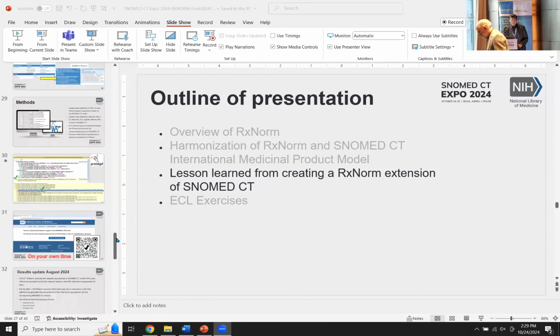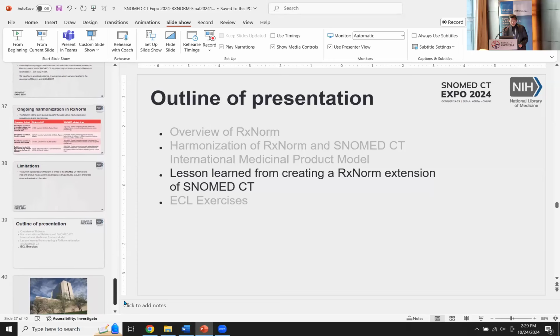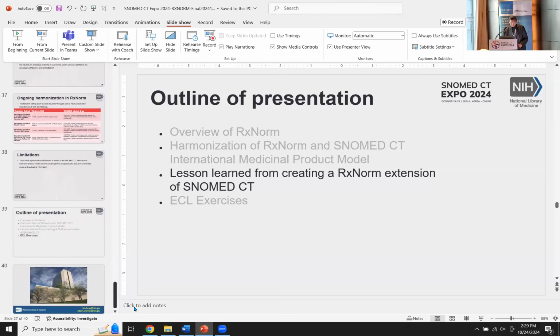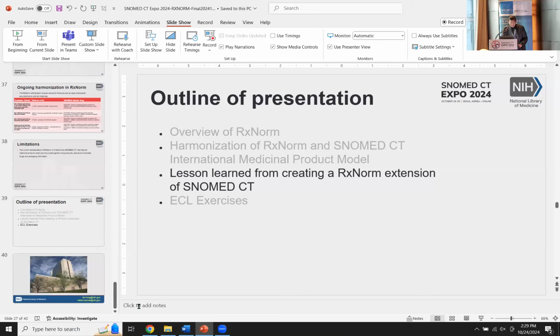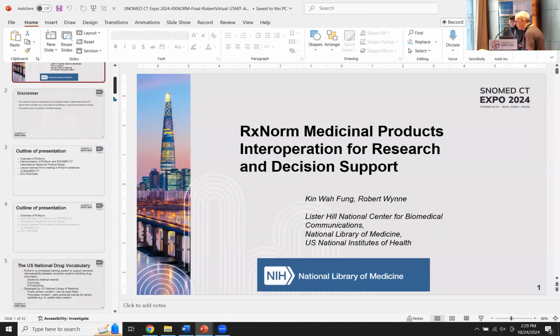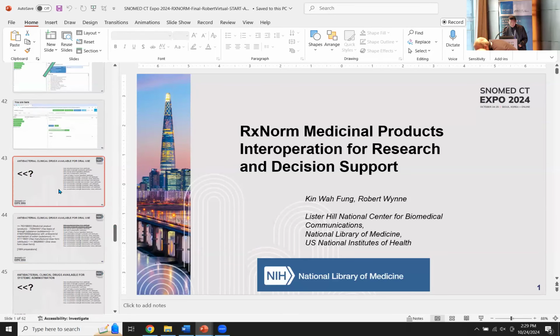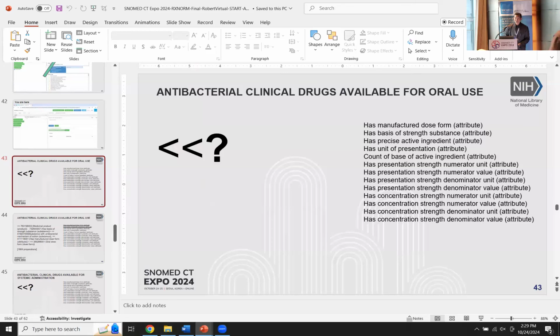Okay, so next we're going to go through some ECL exercises. The idea is that we'll pose the question, where are the slides for the... maybe in this one. Okay. So the first question is, how can we find all the antibacterial drugs available for oral use in SNOMED CT?